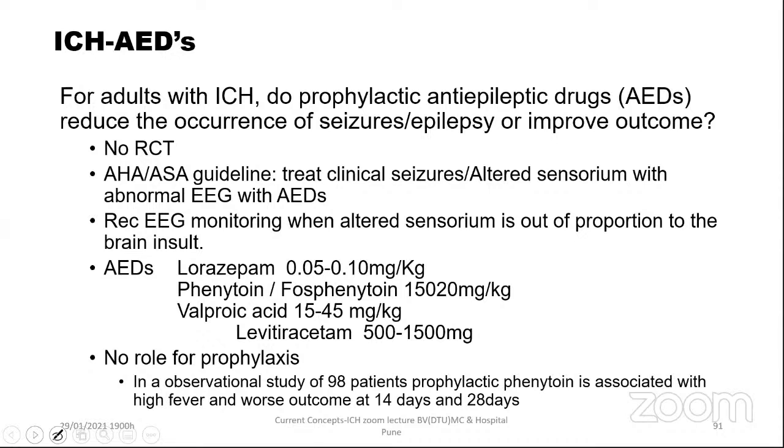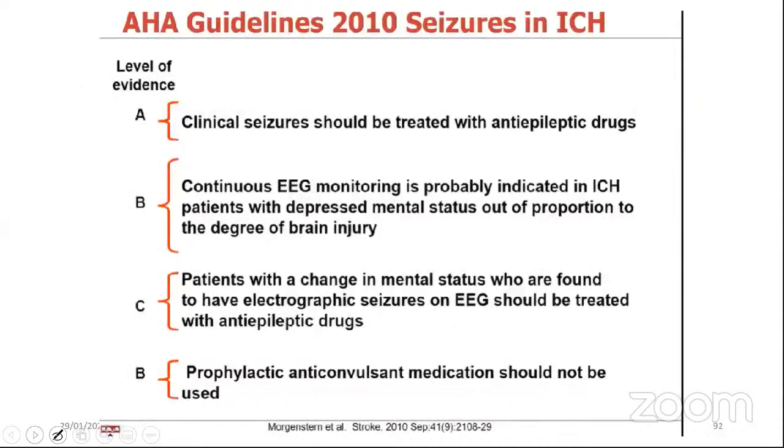And now they said phenytoin is not a good drug, and the favorite drug nowadays is levetiracetam. So the recommendations of the American Heart Association say clinical seizures should be treated with anti-epileptic drugs, preferably levetiracetam. Continuous EEG monitoring is probably indicated in ICH because non-convulsive status may happen, because many patients with depressed mental status may have non-convulsive status. Patients with a change in mental status who are found to have electrographic seizures on EEG should be treated with anti-epileptic drugs.